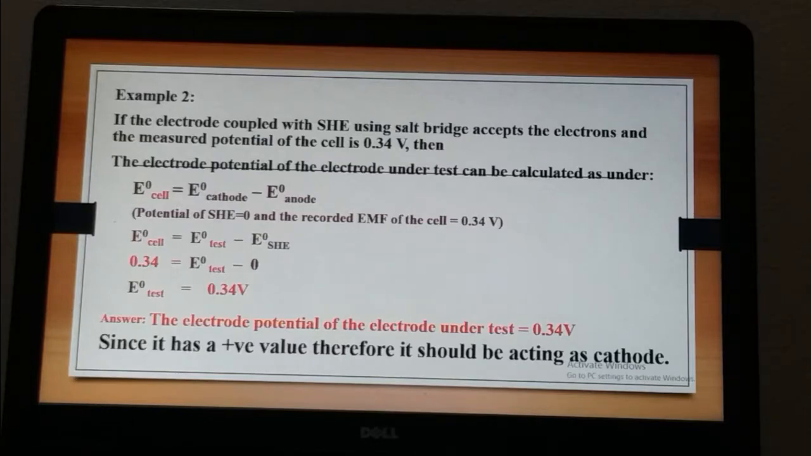we have taken an electrode and coupled it with the SHE using a salt bridge, and in this case the potential of the cell is measured as 0.34 volts. Again we will put the values in the formula E naught cell is equal to E naught cathode minus E naught anode, and we get the E naught for the electrode under test as 0.34 volts. Now this sign is positive, and we know that the positive sign indicates that it should be acting as cathode. Also we know that 0.34 volts is the reduction potential of copper.